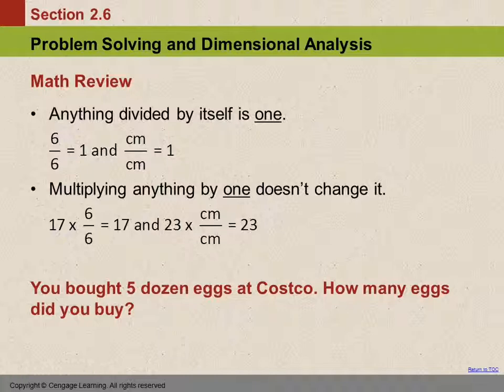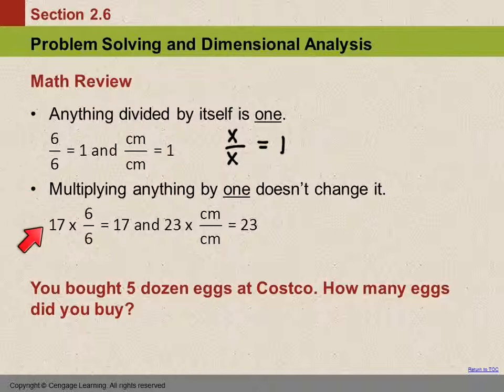Units act a lot like variables in algebra. So in algebra, we use things like x and y, right? So x divided by x equals what? 1. Anything divided by itself is 1. Doesn't matter what it is. So units, numbers, anything. Another important idea is that multiplying anything by 1 doesn't change it.